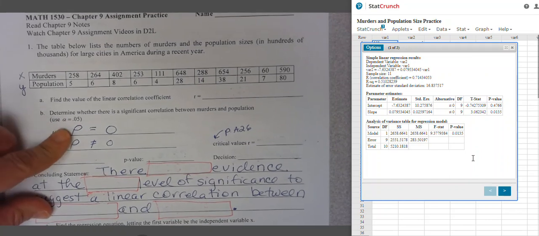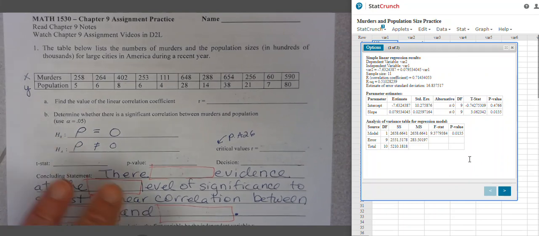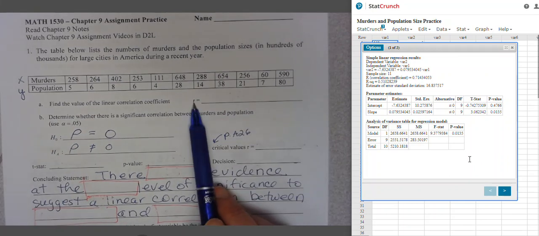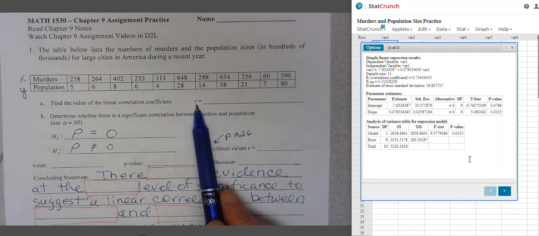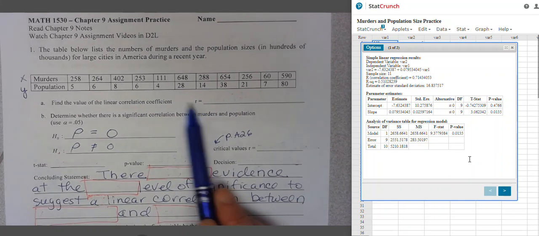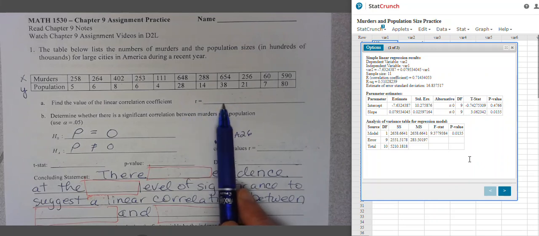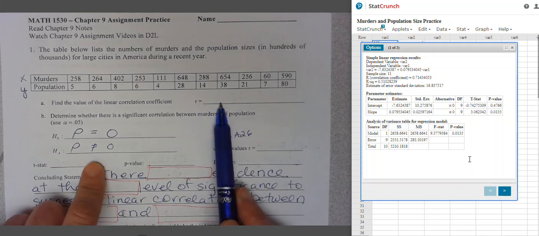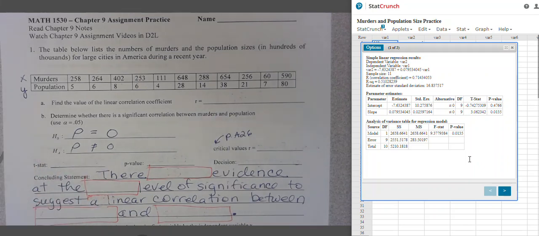So this is rho because the hypothesis we're making is about the entire population. But R is about our sample. R is how strong the correlation of our sample is. Now, if we got 0 here, that would mean there's absolutely no correlation. If we get something other than 0, then we know that we do have some sort of correlation going on. We just have to decide how strong it is.